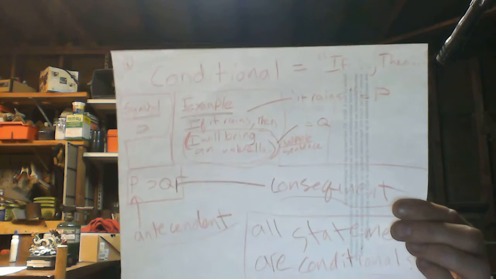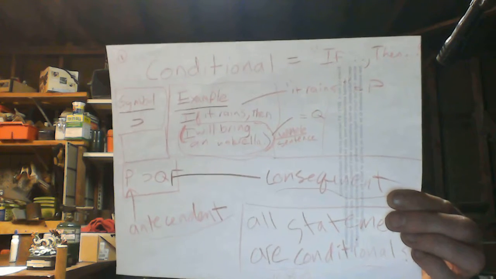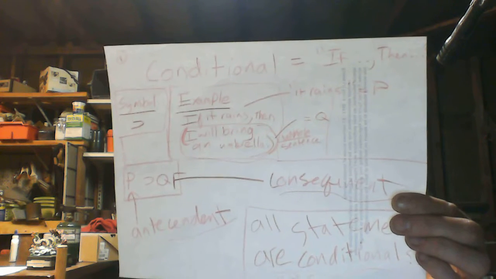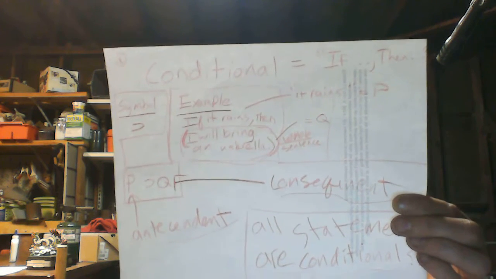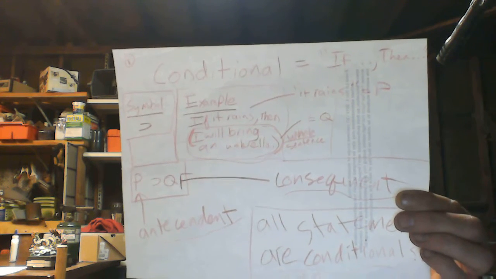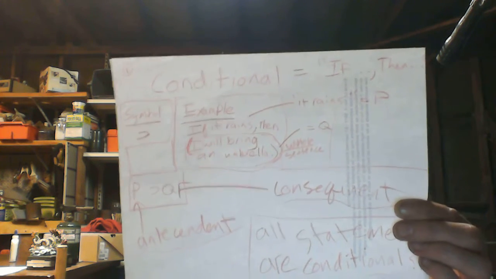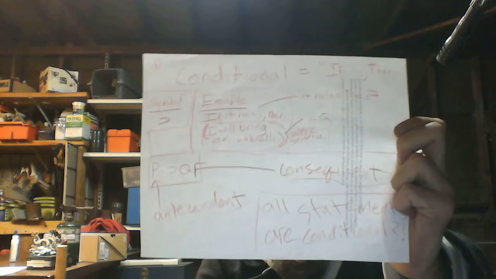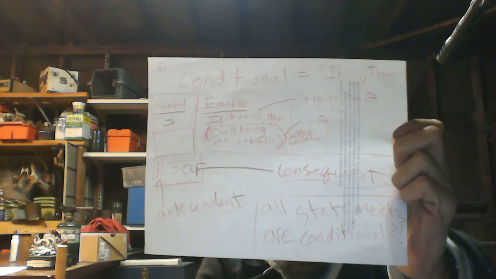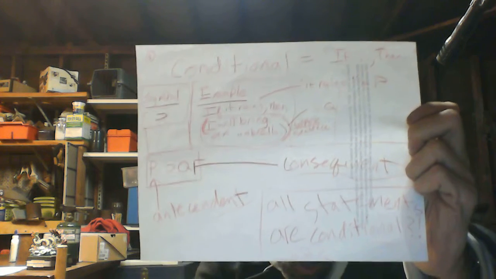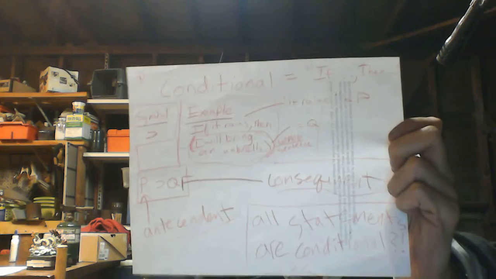Basically, a conditional is an if-then statement, as you see here. The symbol for it is this backwards horseshoe. And an example is, if it rains, then I will bring an umbrella. It rains would be the P part, and I will bring an umbrella would be the Q part. And the P part is called the antecedent, the first part, and the Q part is called the consequent. So every conditional has two parts. It's got the antecedent and the consequent.